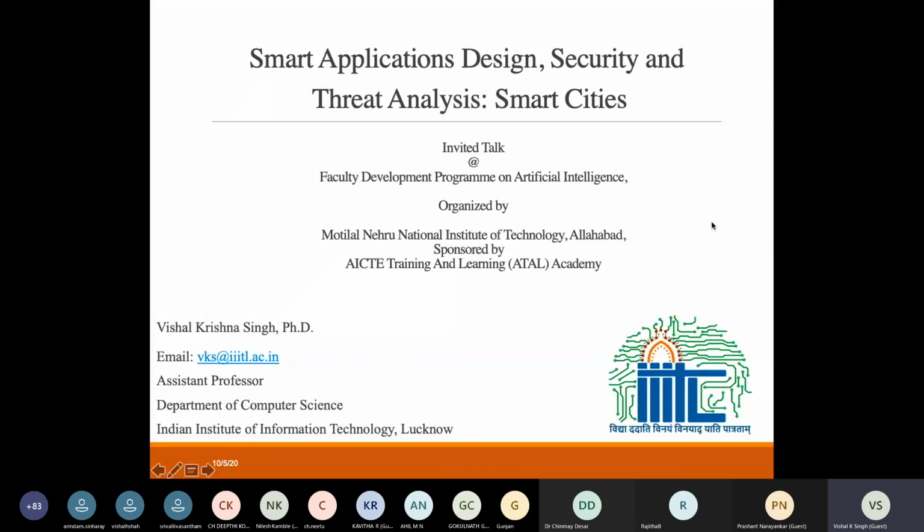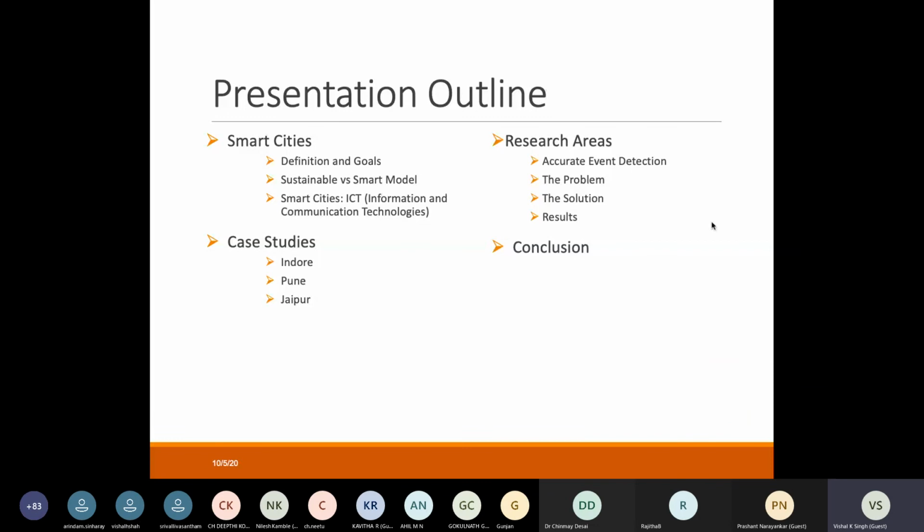So, before I start my talk and enter into the details of various applications of IoT, and specifically in the context of this smart city, which I'll be talking about, I would briefly discuss some of the fundamental concepts which have been very popular and which have basically paved the path for this concept of smart cities as we know right now. This entire presentation can be summarized under the following heads.